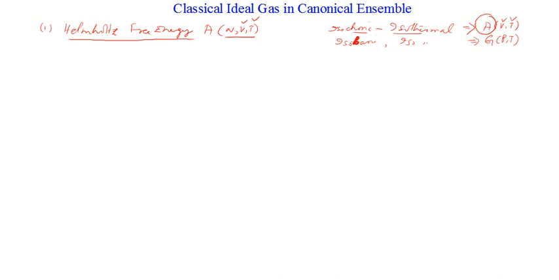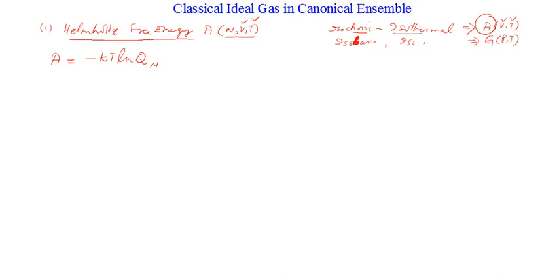Now, so how to start? As we mentioned, we will use the relation A is equal to minus kT log Q. This is our relation to start with. Okay, so Q means Q of the N particle system. So I am writing Q_N.